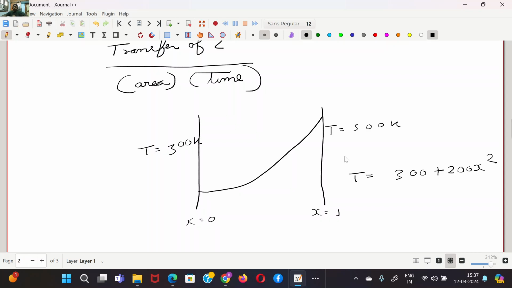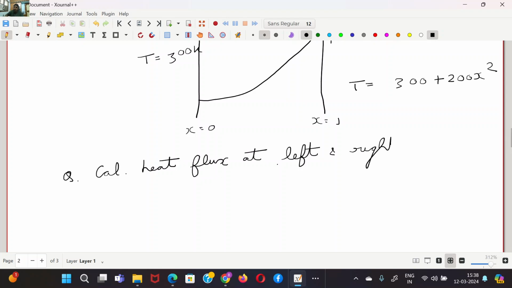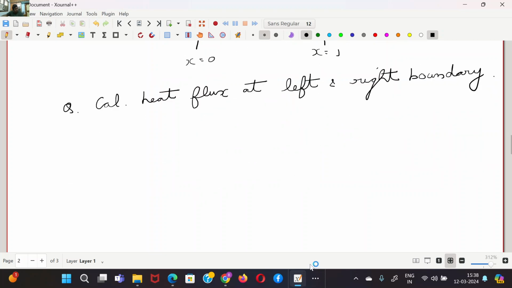So now the question for this problem is: calculate heat flux at the two edges, left and right side. Let's see, at the left and right boundary. Assume it's like a normal solid slab, maybe a metal slab or something. You know the temperature here, you know the temperature here, you know the profile of the temperature. Calculate the heat flux. So how do you do it?